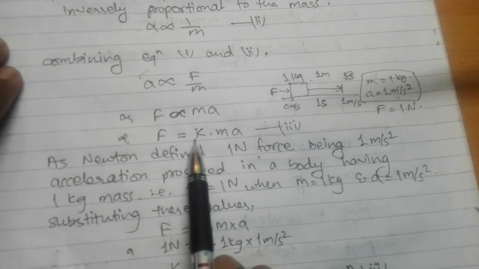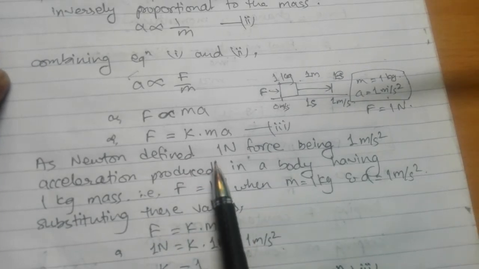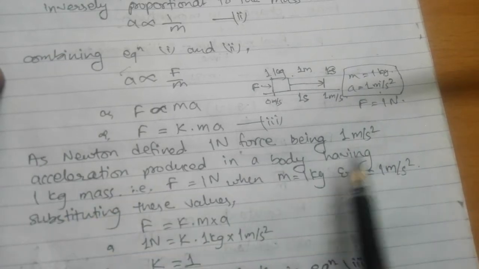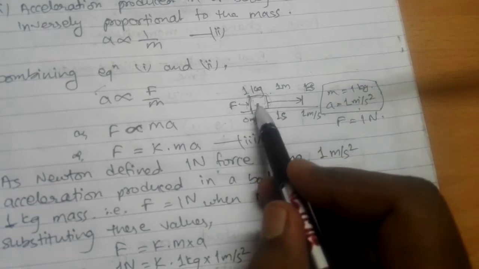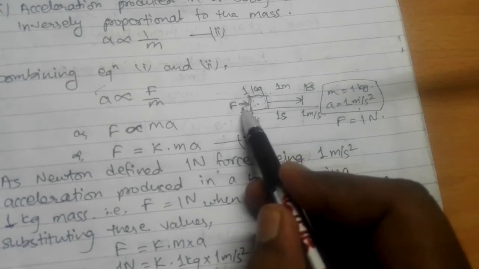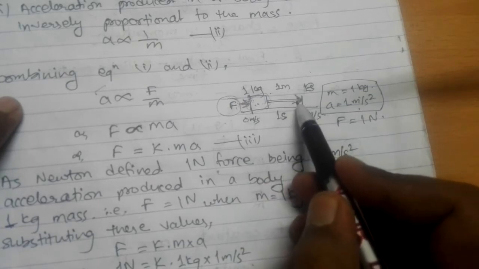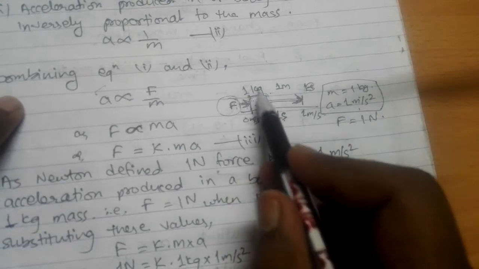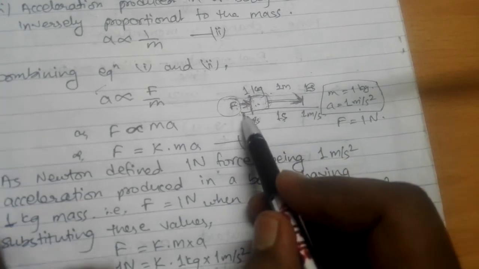In this case, to define this proportionality term, Newton defined 1 Newton force. He defined 1 Newton force as the force that produces 1 meter per second square acceleration in a body having 1 kg mass. Suppose you are given an object having 1 kg mass. If you do not apply any force, it does not move. But by applying how much force does it move exactly 1 meter distance in exactly 1 second? That much force is called 1 Newton force.